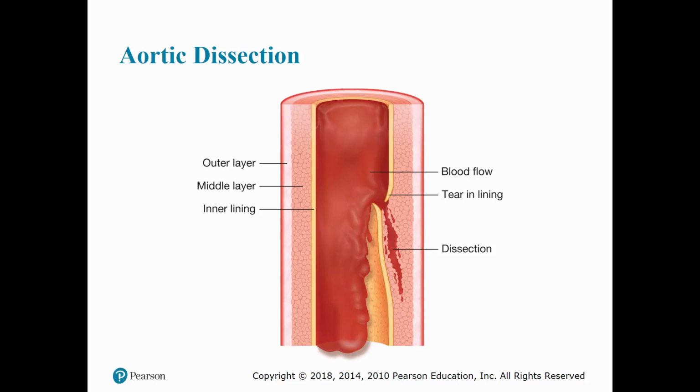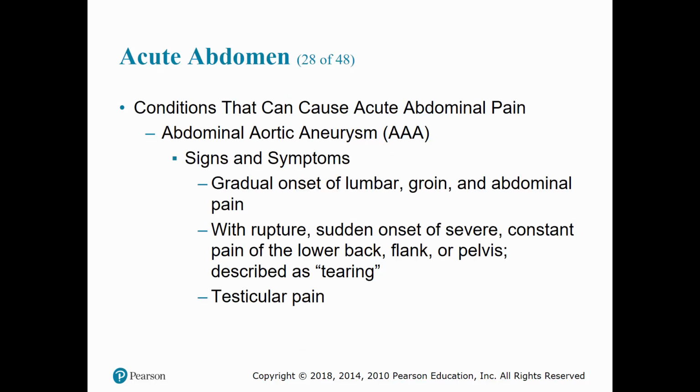Signs and symptoms to look for with a AAA: gradual onset of lumbar, groin, and abdominal pain. If it ruptures, you're going to have a sudden onset of severe constant pain of the lower back, flank, or pelvis. It's usually characterized as tearing. In male patients, you'll have testicular pain. The process of dissection continues with increasing pressure until the outer wall is damaged and blood leaks out behind the peritoneum or into the abdominal cavity.